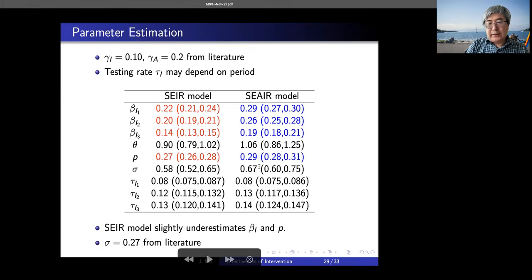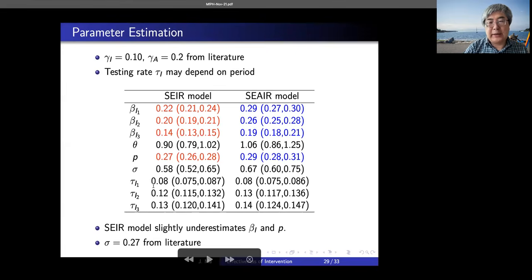What's more interesting is that if we use the latent period of 1/0.27 from the literature, we don't get as good a fit. But if we fit the parameter value of the rate of showing symptoms, the sigma, where 1/sigma is the latent period, we get a larger value for that, or a shorter latent period. I think there are multiple reasons. It could be that the 0.27 included the pre-symptomatic stage, while our sigma excludes the pre-symptomatic stage.